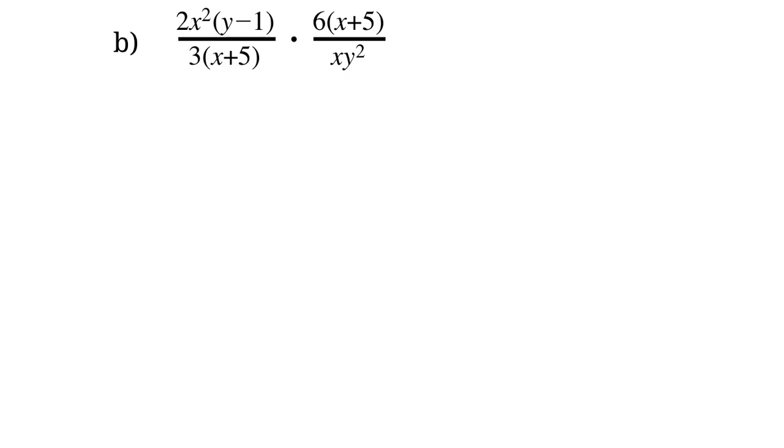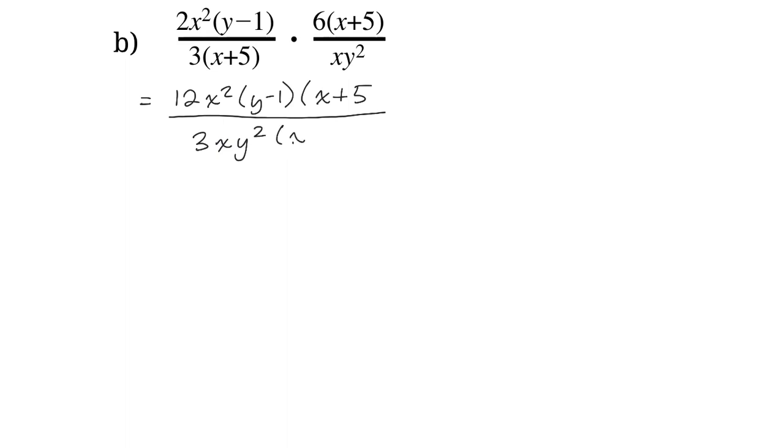You might think that we need to distribute these into the brackets, but we want it in factored form and it's already factored for us, so we're going to leave it like this. Now we can just multiply our numerators together and our denominators together. So when we do that, 2 times 6 equals 12. And then x squared times y minus 1, then times x plus 5. So that's our numerator, and that's going to be all over 3x y squared x plus 5.